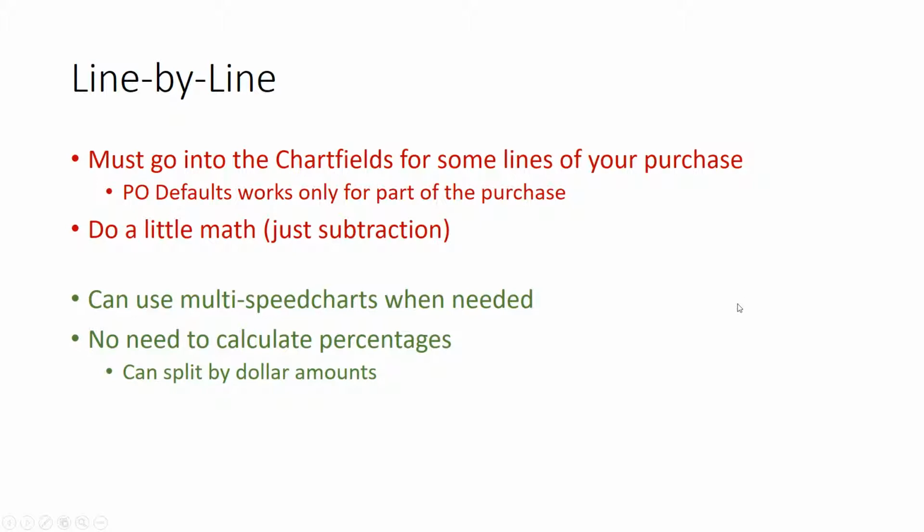Method 2 is putting in the coding line by line for part of your purchase and another part using the PO defaults box. You'll also have to do some subtraction with your dollar amounts, but there's no need to worry about wondering what the other codes are because you can use multi-speed charts when needed in the line section, and you don't have to figure out percentages. I'll show you the second method, and you can decide which you like better.